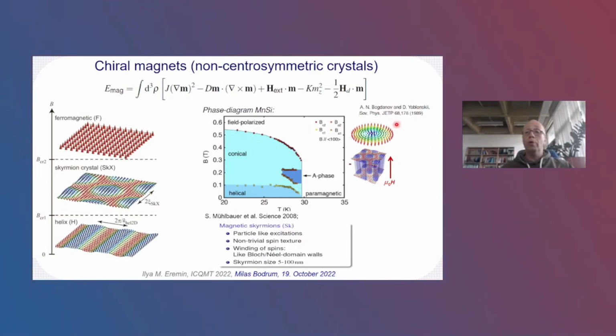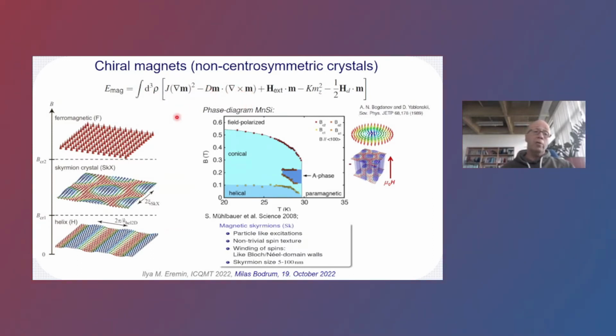The first who looked at it were Belavin and Polyakov, in the context of the nonlinear sigma model, before Bogdanov and Yablonskii in a ferromagnet. But the proposal to realize magnetic skyrmions in the form of skyrmionic lattices came from Bogdanov and Yablonskii back in 1989, where they were playing around with the total magnetization energy of a ferromagnet with a strong Dzyaloshinskii-Moriya interaction, which means with a strong spin-orbit coupling.